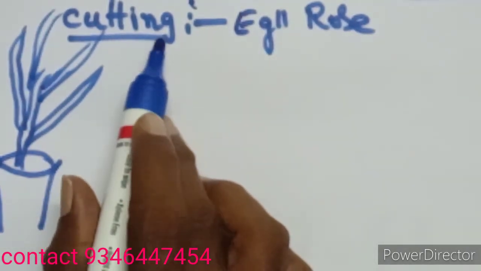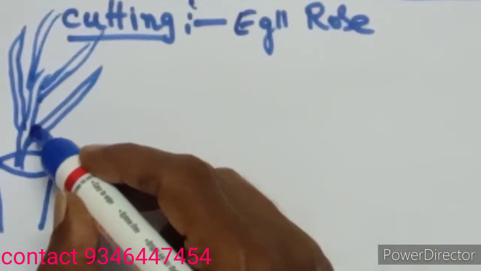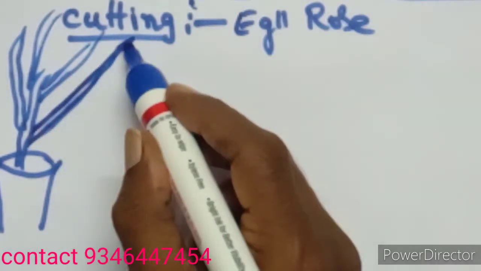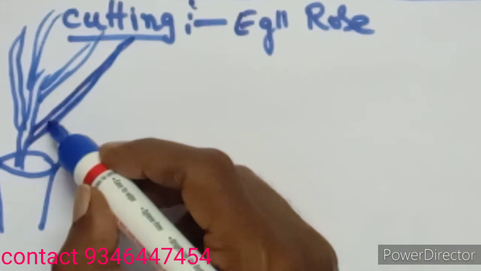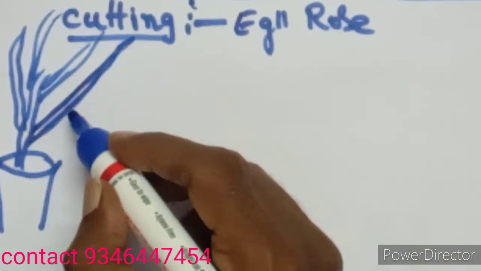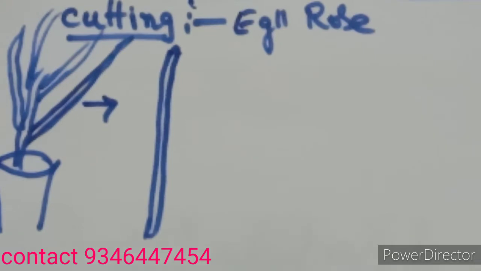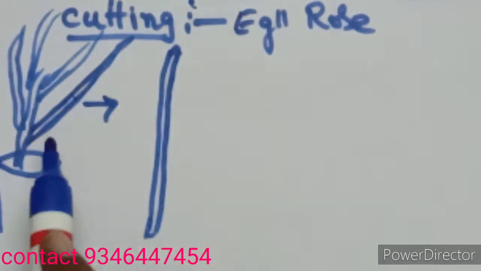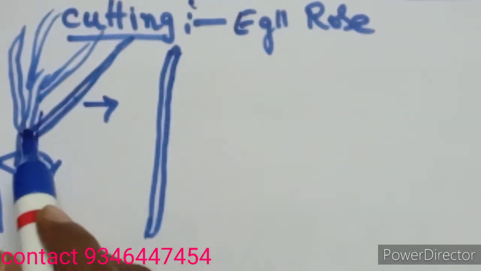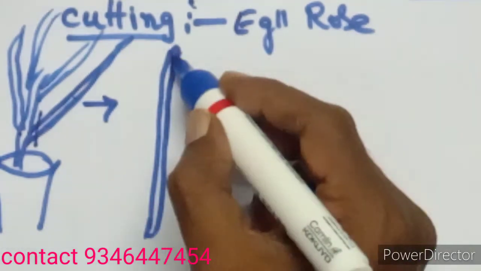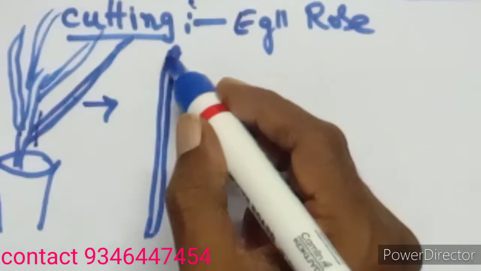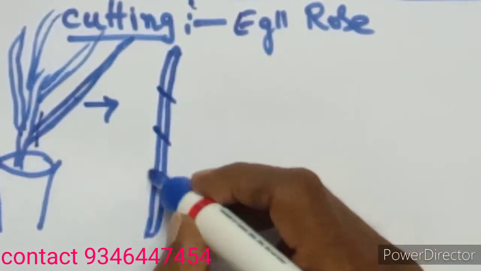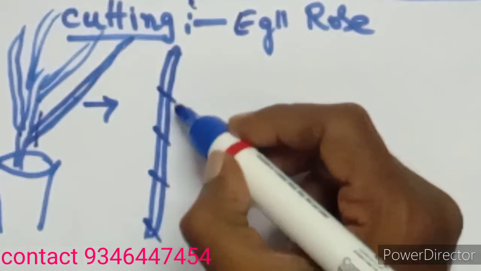During the cutting method, what do we do? First, one stem, one branch, is selected. All the leaves on this branch are to be separated, and the flowers are also separated. After removing all the leaves and flowers, that branch is cut off from the plant. Later, this branch of the rose plant is made into small pieces with the help of a knife. So it is cut off.